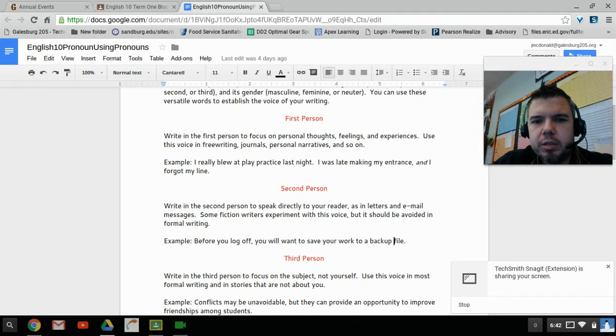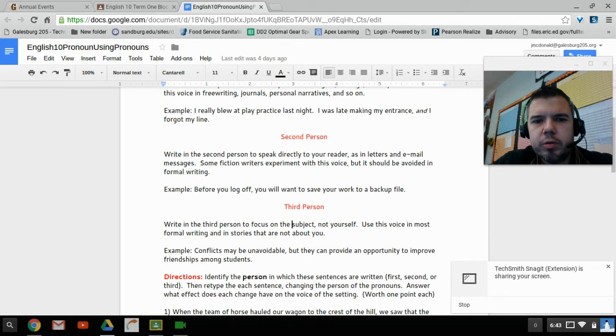Second person, right? In the second person, speak directly to your reader as in letters and email messages. Some fiction writers experiment with this voice but should avoid it in formal writing. So for example, before you log off, you will want to save your work to a backup file. Again, when you're writing letters, or even when you're texting back and forth, you're going to use a lot of the second person. It's going to be kind of like giving directions to someone. You. You're talking directly to them.